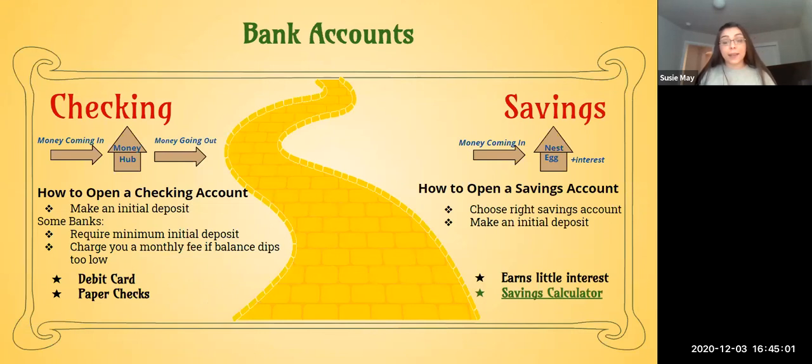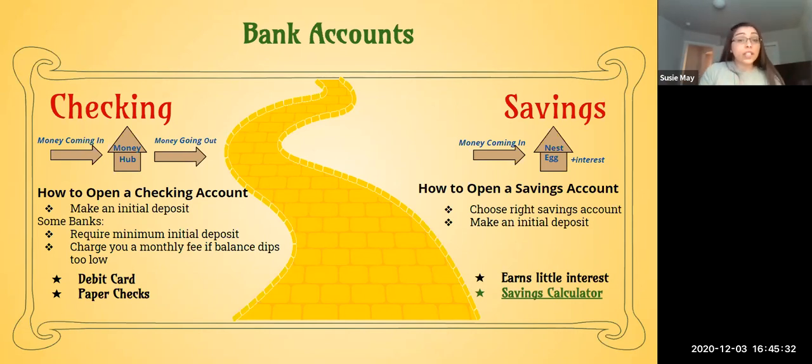All right, guys, so bank accounts. There are different kinds of bank accounts out there other than just checking and savings, but we're going to focus on checking and savings because those are the two that are going to impact you most coming out of high school and going into being in college. So your checking account, think of it as your money hub, right? So money is coming in, it's going into this hub, and then it's coming out as you spend it.